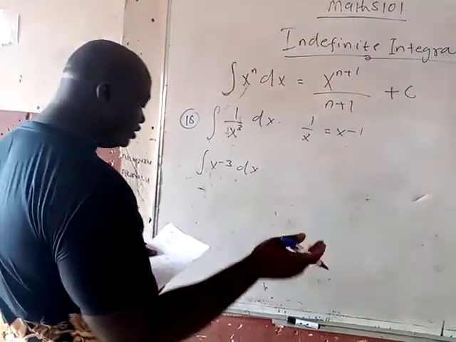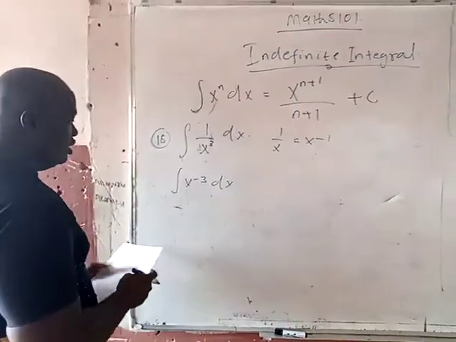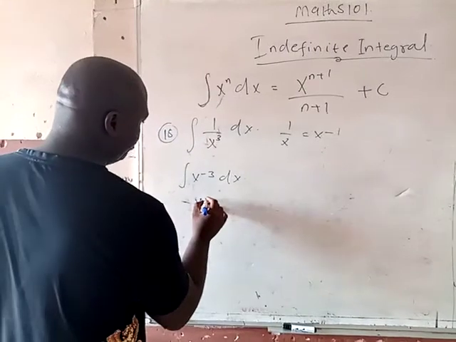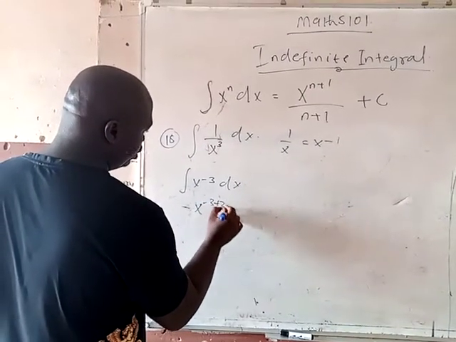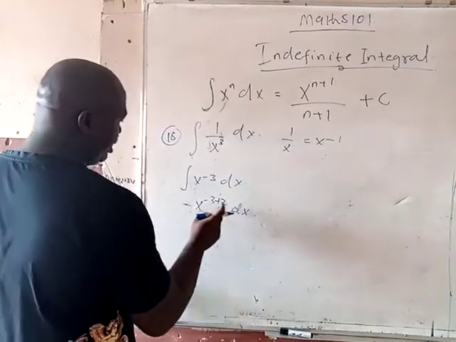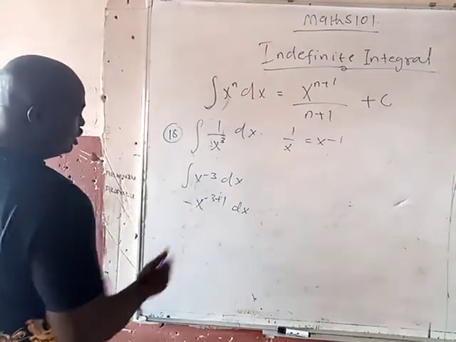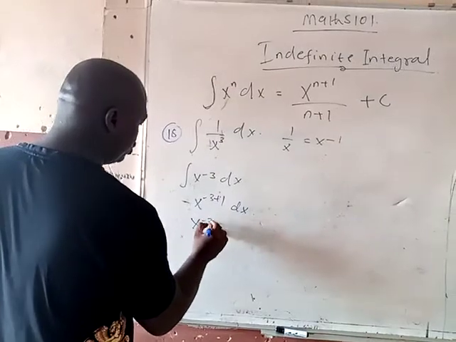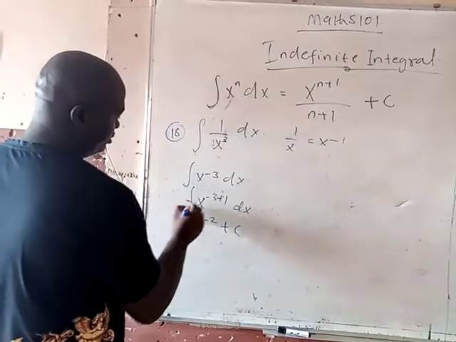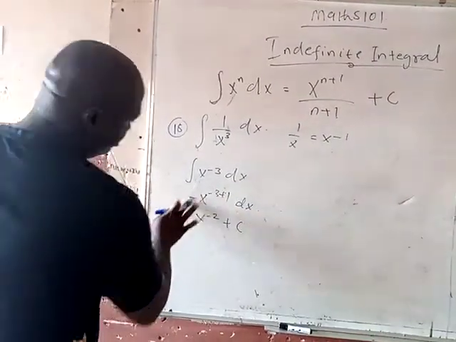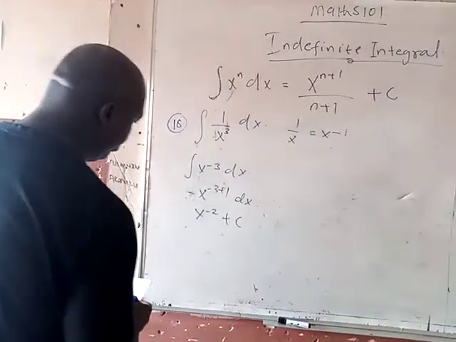You can pause the video and finish it up. So this will be s raised to the power of minus 3 plus 2 dx. So minus 3 plus 1, this will give you s raised to the power of minus 2 plus c. Right? Which I've already integrated. So this will give you s raised to the power of minus 2 plus c.